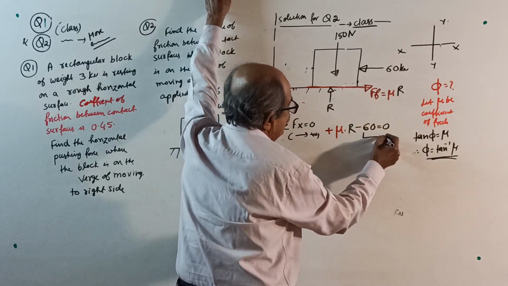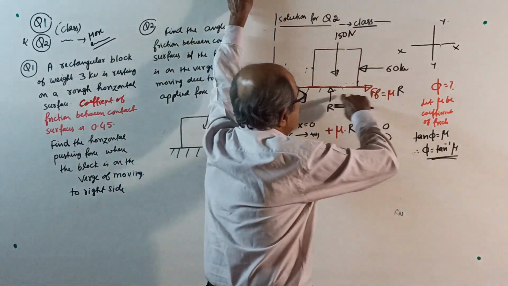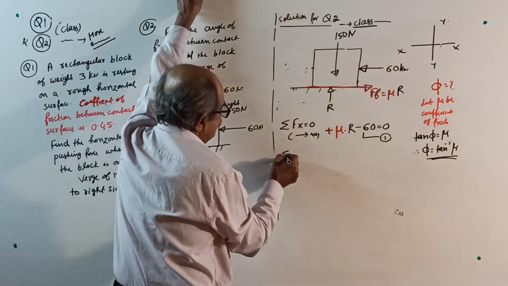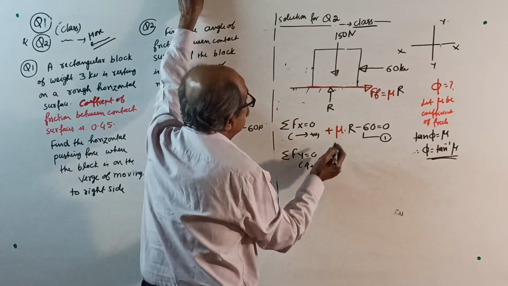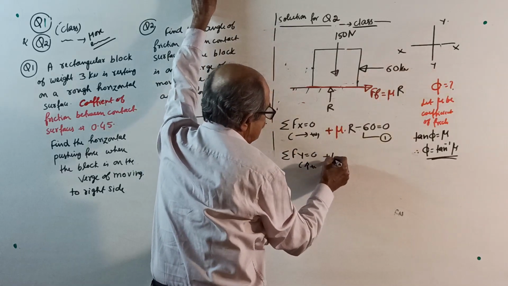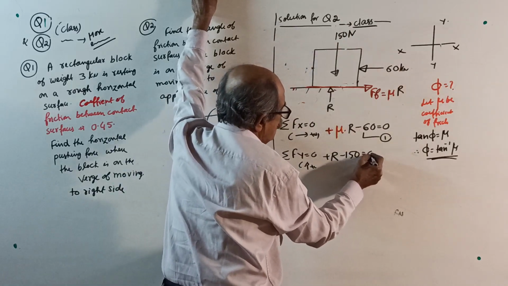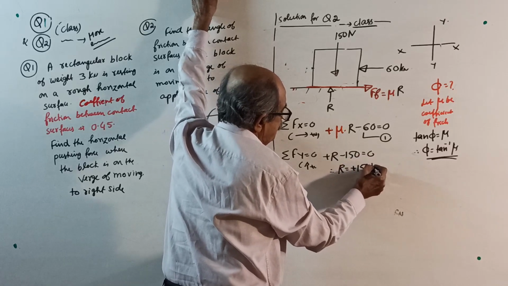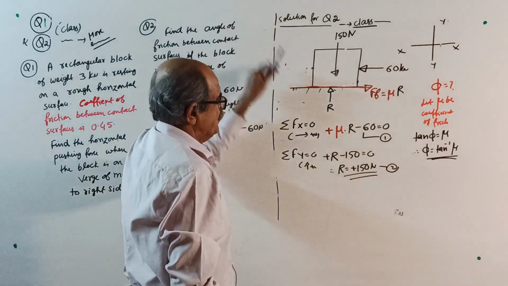Call this equation number 1: plus mu R minus 60 equal to 0. Then sigma Fy equal to 0, take upward positive: plus R minus 150 equal to 0. Therefore, your R will come as 150 Newton. Call it equation number 2.